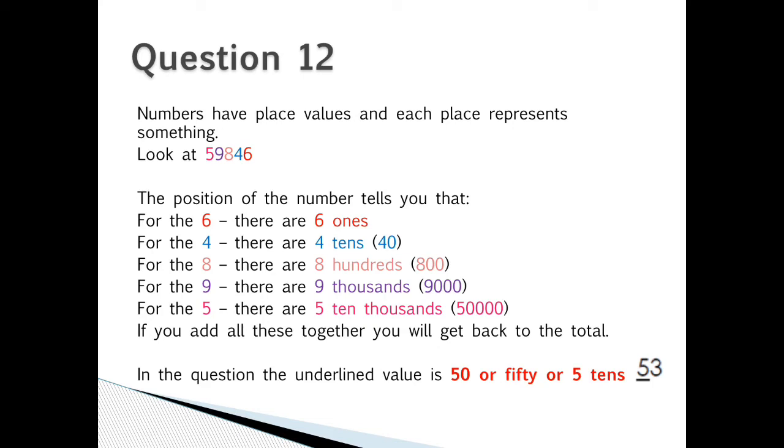59,846. The position of the number tells you for the 6 there are 6 ones, for the 4 there are 4 tens, for the 8 there are 8 hundreds, for the 9 there are 9 thousands, for the 5 there are 5 10,000s. If you add these numbers back together, you will get to your original number. In the question, the underlined value is 50, or 5 tens.